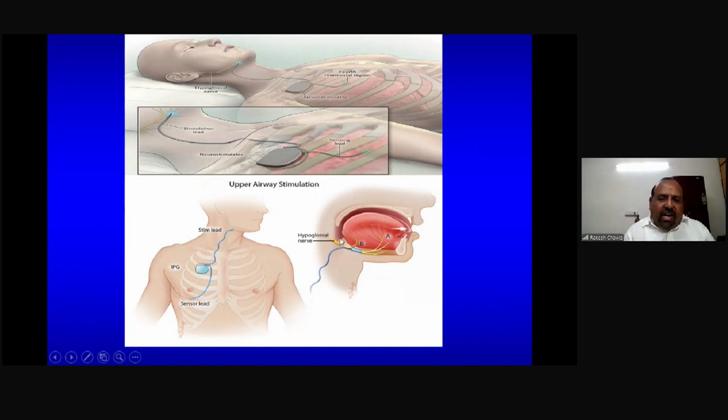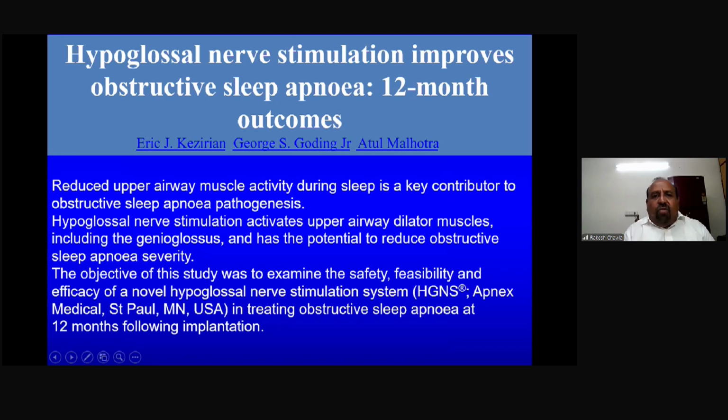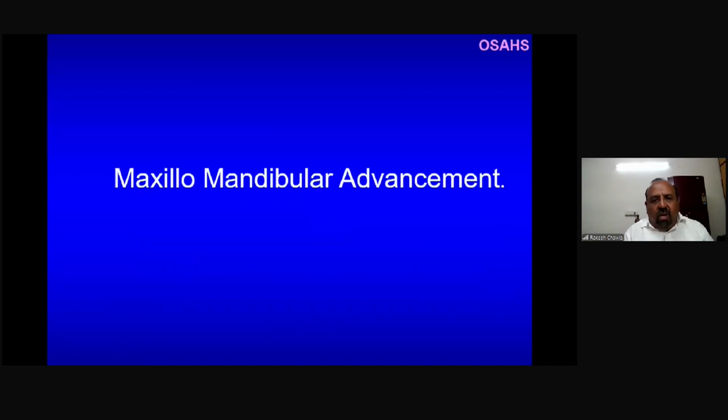Whenever your posterior space is getting blocked and you are getting snoring and apneas, the tongue gets stimulated, it moves forward, and the apneas and snoring disappear. This is how you expose the tongue muscles and put the electrodes in. There is a beautiful study of 12-month outcomes. Reduced upper airway muscle activity during sleep is a key contributor, we know. Hypoglossal nerve stimulation activates upper airway dilator muscles, including the genioglossus, and has the potential to reduce obstructive sleep apnea. Follow-up of 12 months has a very positive report.